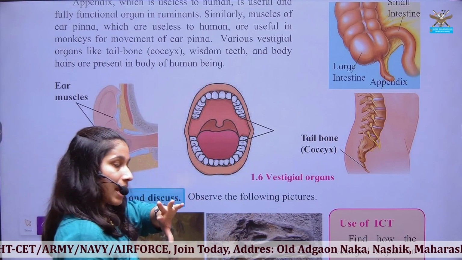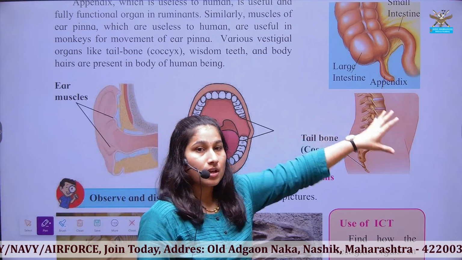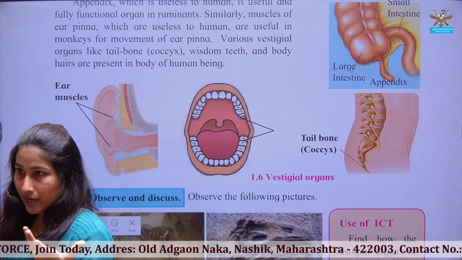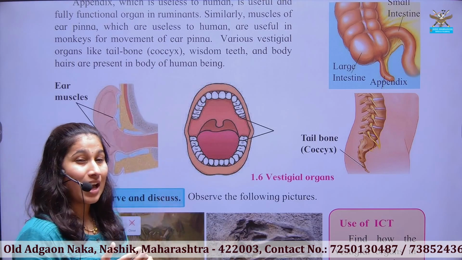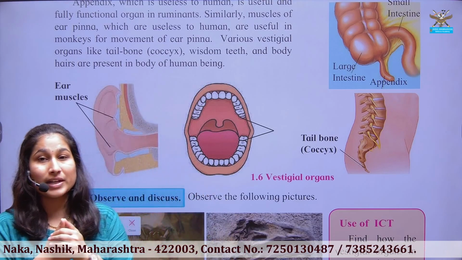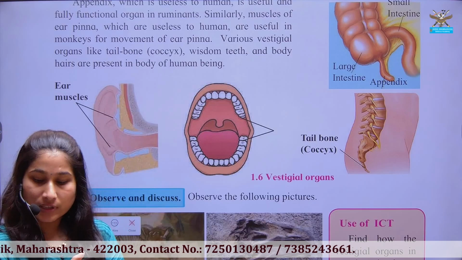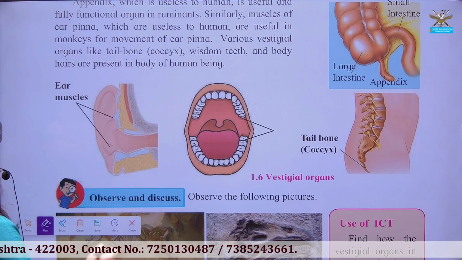So do you have any idea why the appendix must have been used? In early days, you may know that early man used to eat raw food, right? So raw food contains cellulose.